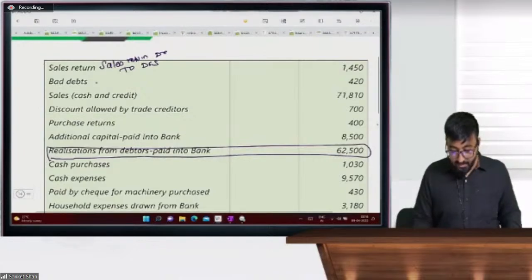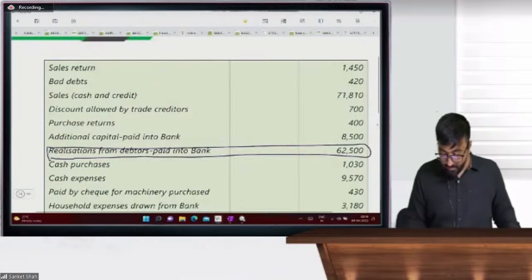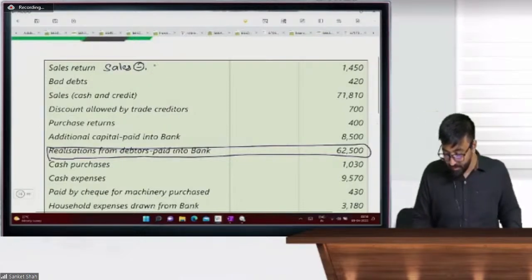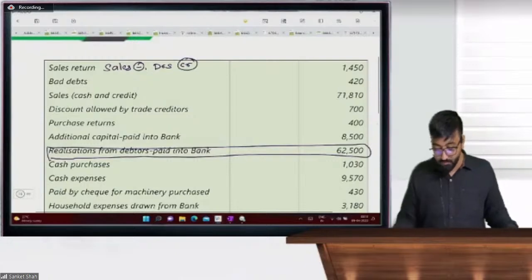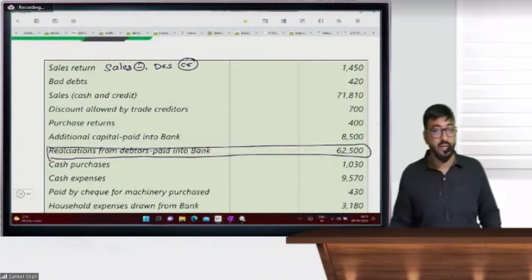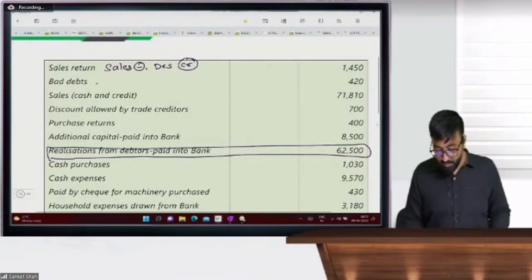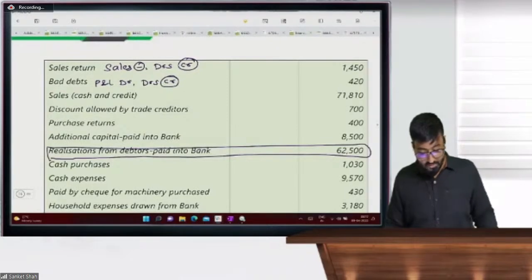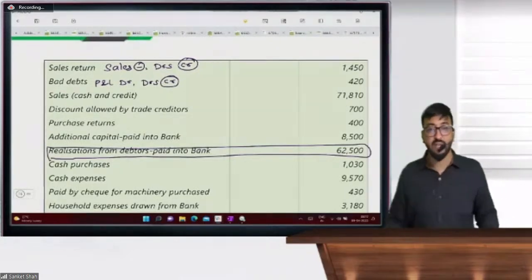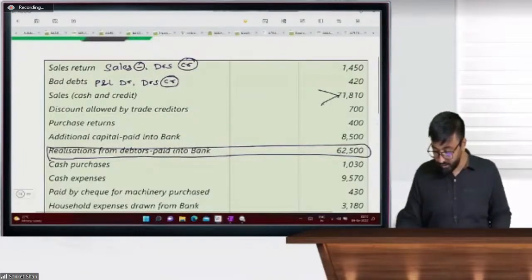बैड डेट्स की एंट्री क्या होगी बताइए. बाद में लिखो, मत करो अभी. Yes, चलो. Sales में से माइनस and debtors के क्रेडिट में, for those who are doing it for the first time. Yes, bad debts. Beta, what is the entry for bad debts? Bad debts to debtors. Bad debts, where will you transfer it? P&L के डेबिट में, debtors के क्रेडिट में. Visualize these effects. Sales, cash and credit. We don't know the bifurcation. So only the total we are aware of.